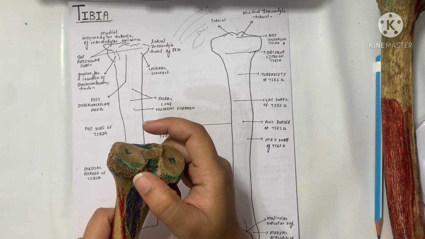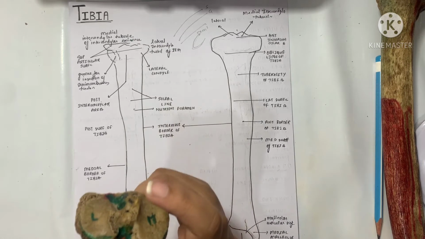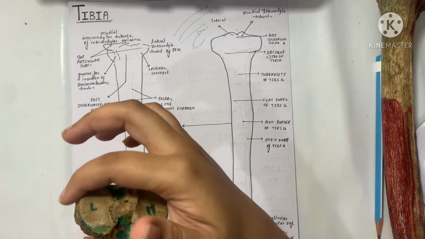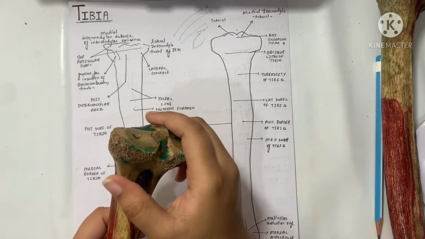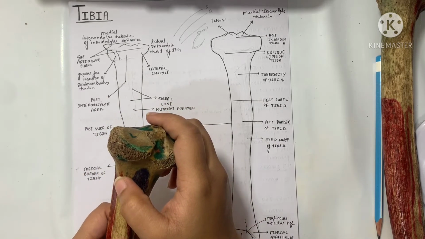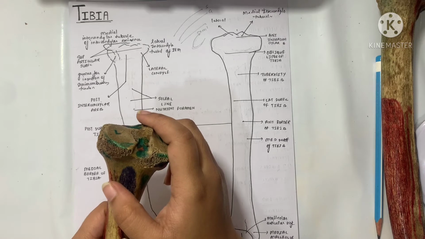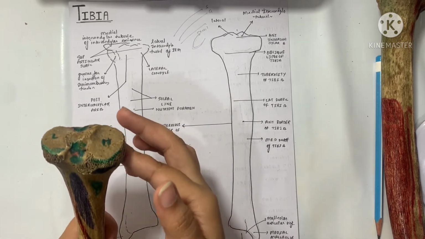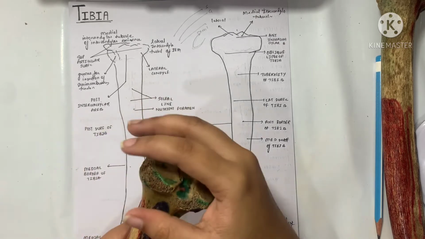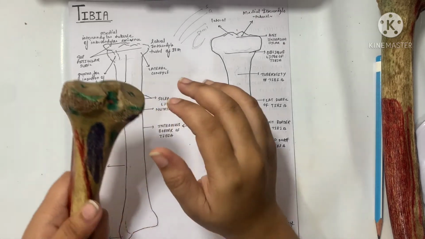Then the iliotibial tract is attached to the lateral condyle. Over here is attached the iliotibial tract. Then the patellar ligament is attached to the tibial tuberosity. Semimembranosus is inserted into the groove on the back of the medial condyle. See over here, semimembranosus is attached. Then the capsule of the knee joint is attached.